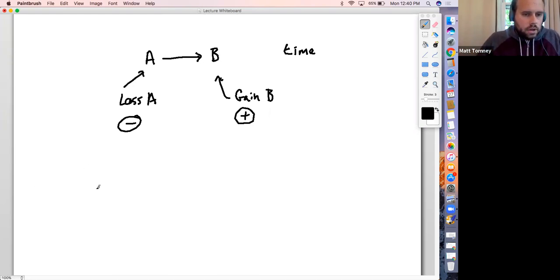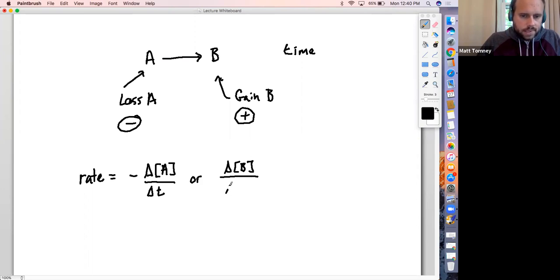So the way that we could define rate for the reaction written above is that we could say the rate is going to be equal to the negative delta A over delta T. Or we could also define it as delta B, positive, over delta T.